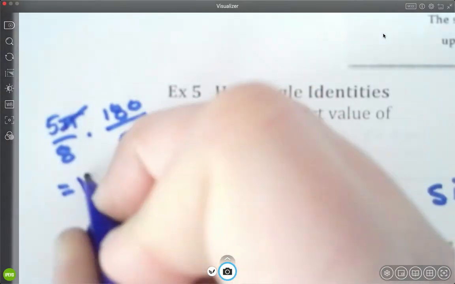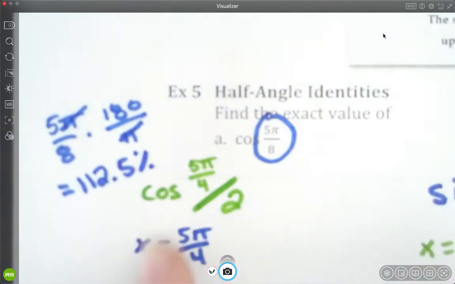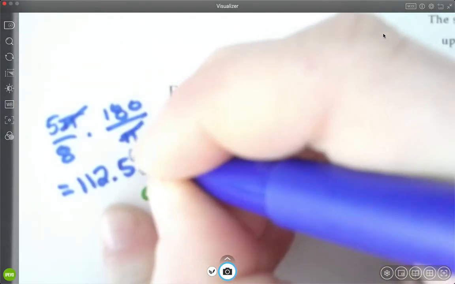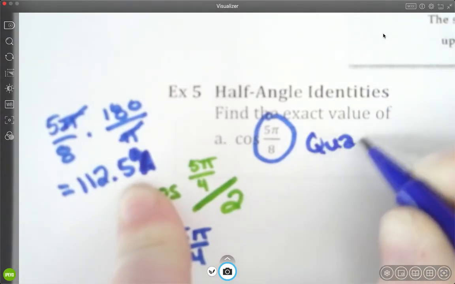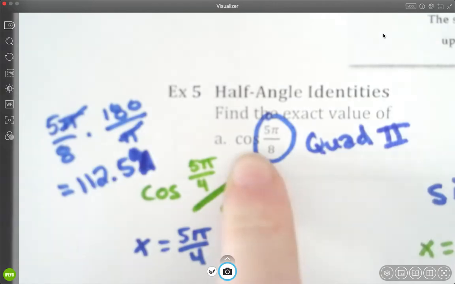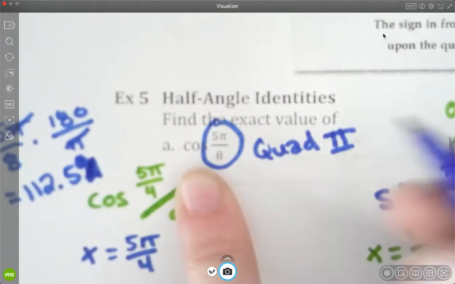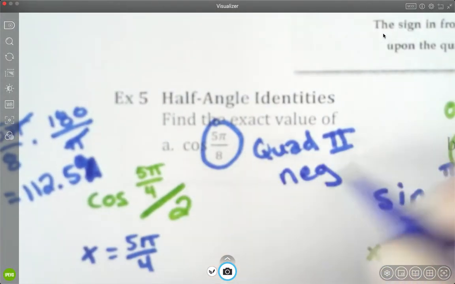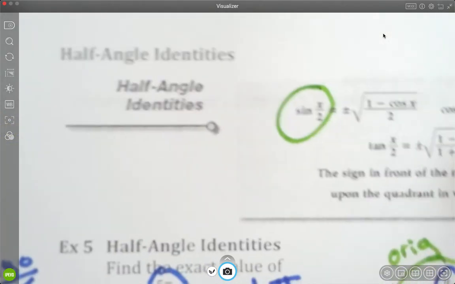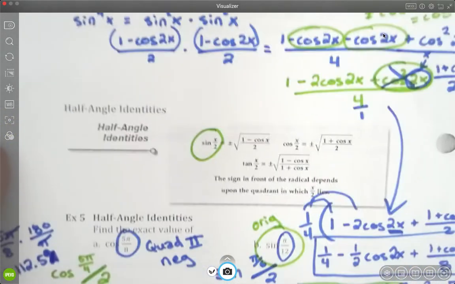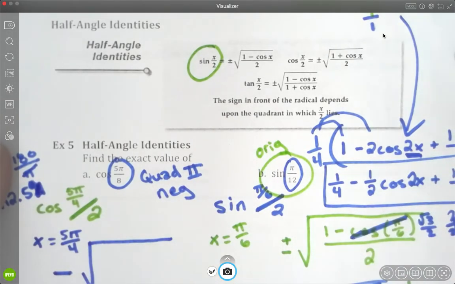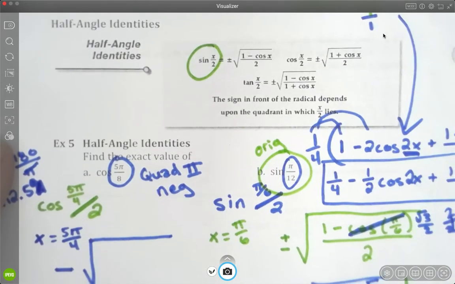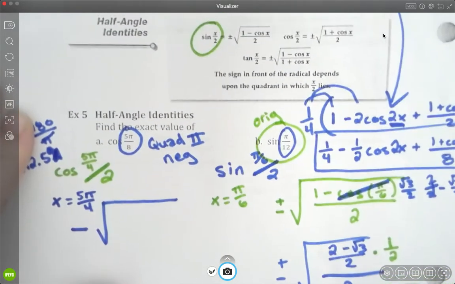112.5. Okay, I don't have a 112.5 on my unit circle. Oh, why did I put percent? Degrees. 112.5, what quadrant is it in? It is in quadrant 2, and cosine in the second quadrant is negative. So when I'm doing this formula for cosine of x over 2, I am going to use the negative square root of all of that. Okay, that's how I decide whether to use positive or negative.